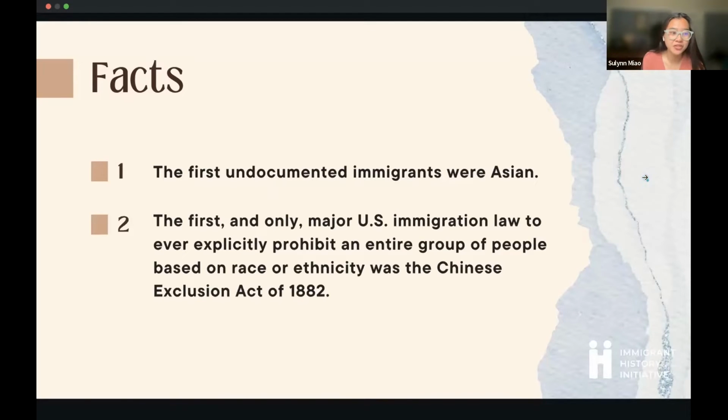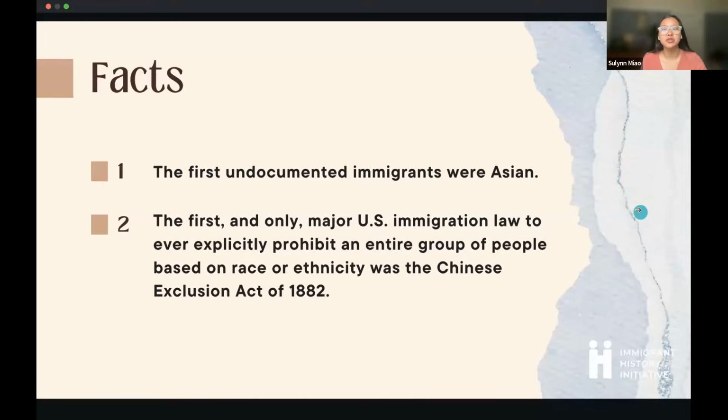The first and only major US immigration law to ever explicitly prohibit an entire group of people based on race or ethnicity was the Chinese Exclusion Act of 1882. This and other immigration laws targeting Asian immigrants marked them as, quote, aliens ineligible for citizenship, unquote, created the whole concept of what undocumented or, quote, illegal immigration is, and started the United States reputation as the global giant of immigration regulation that it is today.